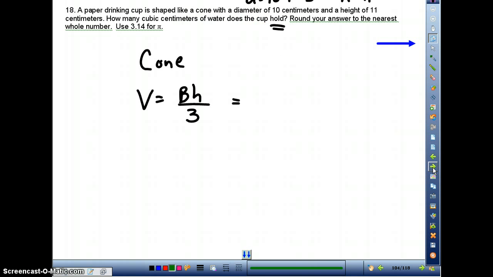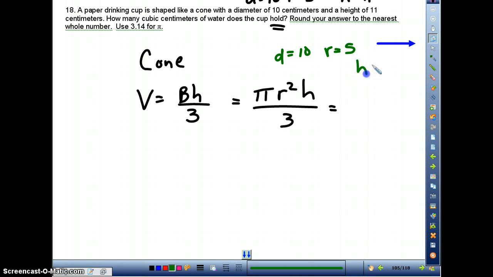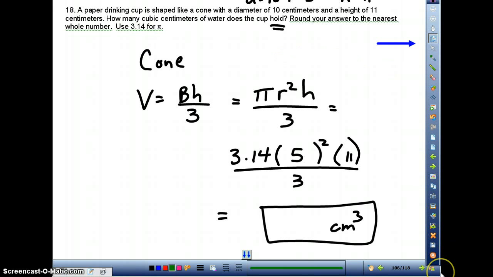We need to find the volume of a cone. Here's your base formula. Your area of your base on a cone is a circle, so it's pi radius squared. If your diameter equals 10 centimeters, then your radius is 5. They told us our height is 11. Plug those in and use 3.14 for pi. Let's see what you get. Did you get an answer? Is it in the answer bank? Mine is.